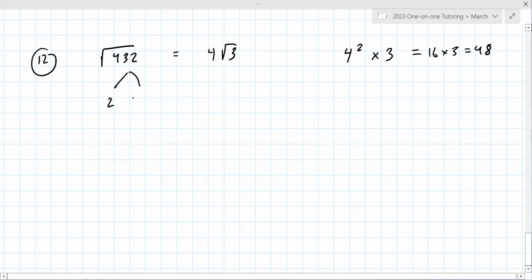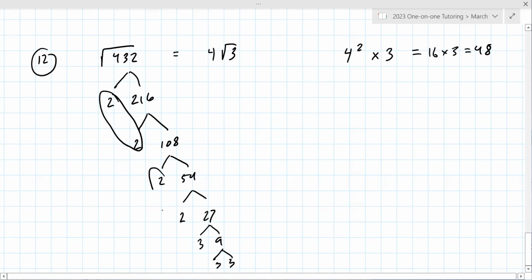2 and 216. Does that look right to you? Mhm. 2 and 108. Mhm. 2 and 54. Mhm. 2 and 27. Now 27 is not divisible by 2 anymore. So it's 3 and 9. 3 and 3. So I know you circled a 2 and a 2. Which pair did you miss? I missed the bottom one. Yes. So how does that change your answer?